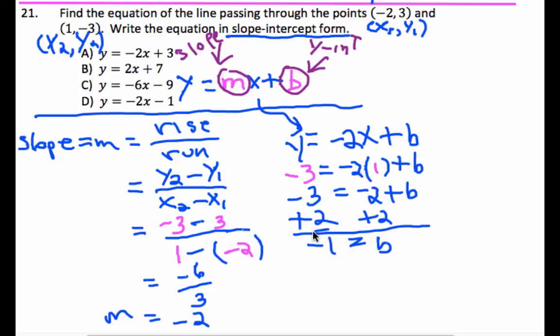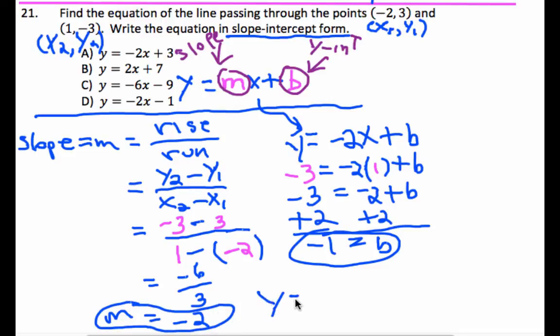Well, we now know the b. We found the m already. So the final equation is going to be y equals negative 2x minus 1. And that is going to be choice D.